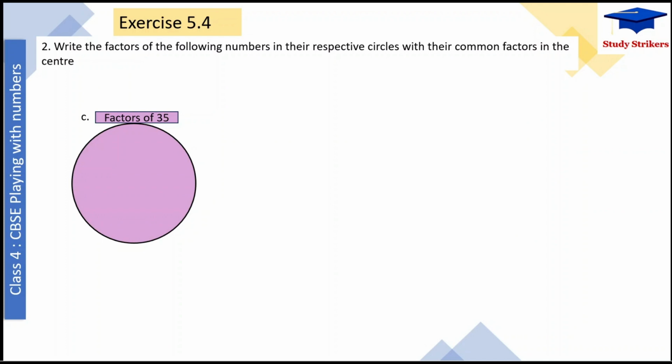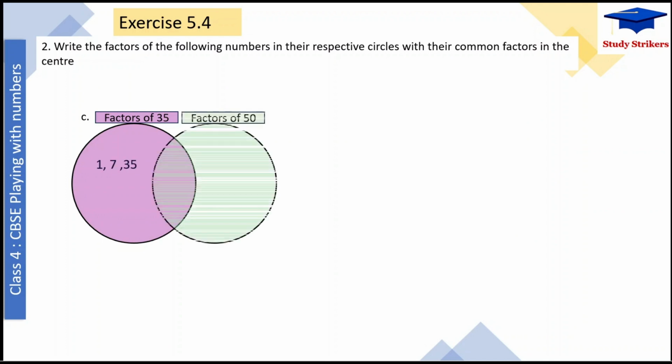Next, we have to find factors of 35. So it's 1, 5, 7, 35. Factors of 50 are 1, 2, 5, 10, 25, 50. Their common factors are 1 and 5.